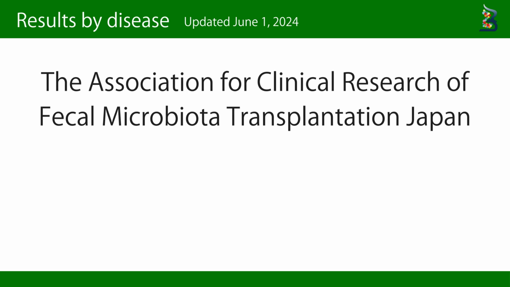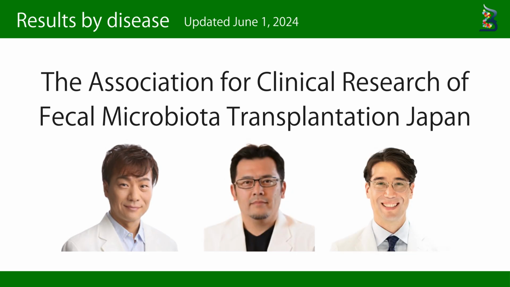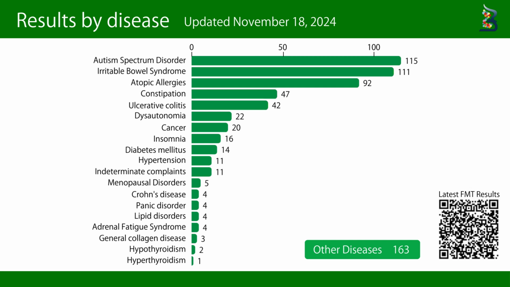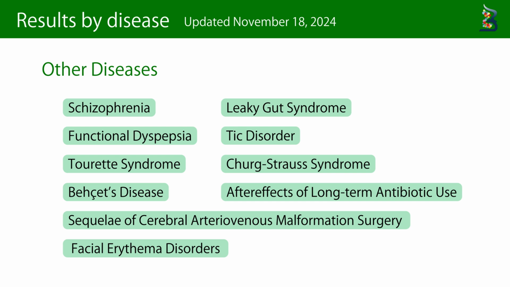Until now, the NanoGAS FMT method has mainly been carried out at medical institutions affiliated with doctors who are members of the Association for Clinical Research of Fecal Microbiota Transplantation Japan. As shown in the figure, the new method has been applied to various diseases. The number of cases is over 670, targeting autism spectrum disorders, irritable bowel syndrome, atopic allergies, constipation, ulcerative colitis, etc. As for other conditions, they include schizophrenia, leaky gut syndrome, functional dyspepsia, tic disorder, Tourette syndrome, and more, as listed here.